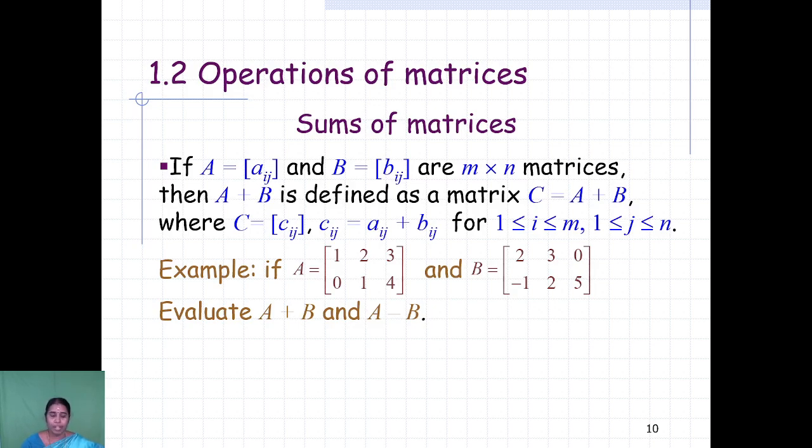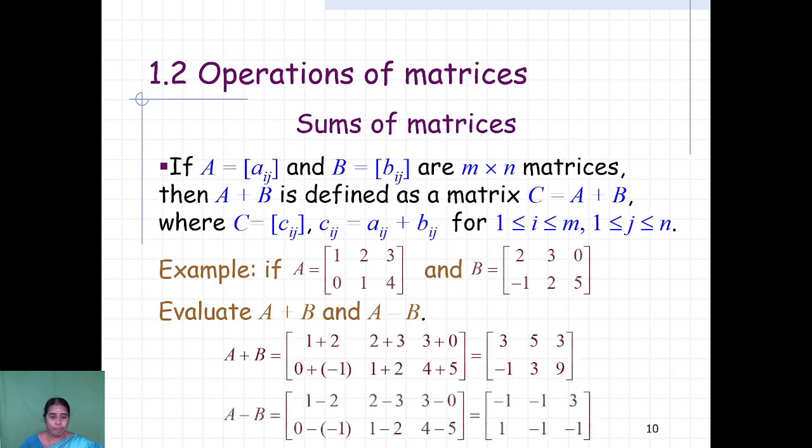For example, if our matrix A is 1, 2, 3, 0, 1, 4 and our matrix B is 2, 3, 0, minus 1, 2, 5, then we are going to evaluate A plus B and A minus B, the sum and difference. For A plus B, the corresponding elements should be added, so we get 3, 5, 3 and minus 1, 3, 9. In the same way, we can find the difference A minus B, where the corresponding elements should be subtracted. Thus, we get minus 1, minus 1, 3 and 1, minus 1, minus 1.